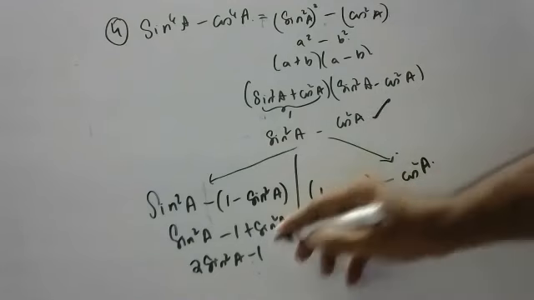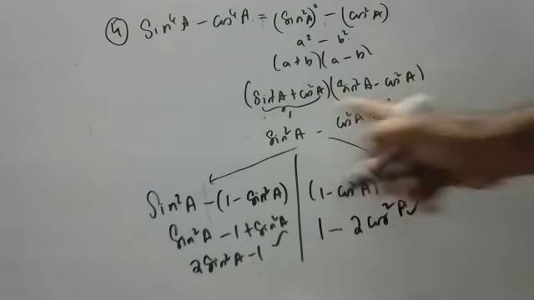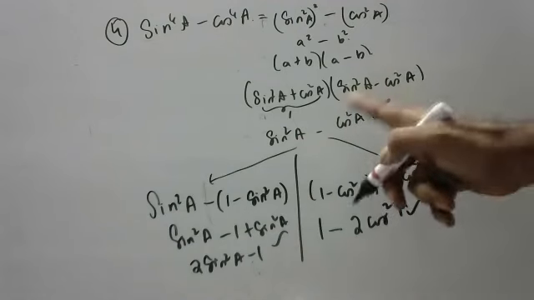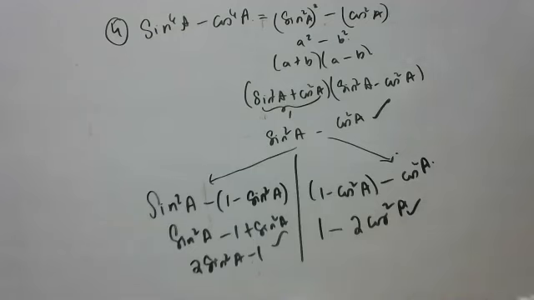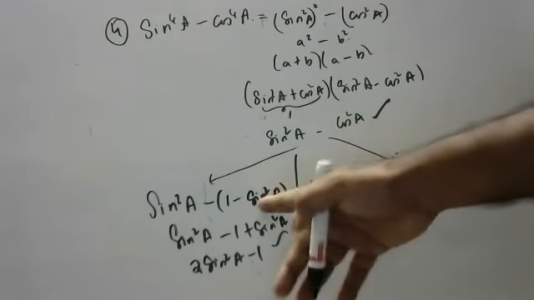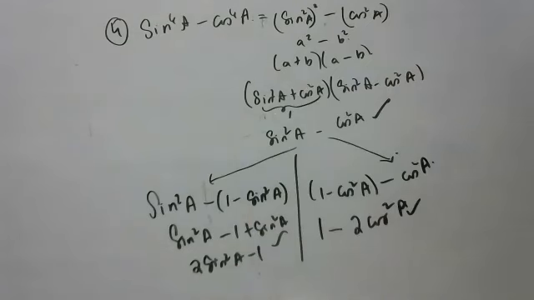So first proof, second proof, third proof. This is the answer. If you want only sine, remove cos. If you want only cos, remove sine. How to remove sine and cos? Using identities. Sine square is 1 minus cos square. Cos square is 1 minus sine square. Anything, children, you can do, provided you know at what time which identity we have to use. That's it.